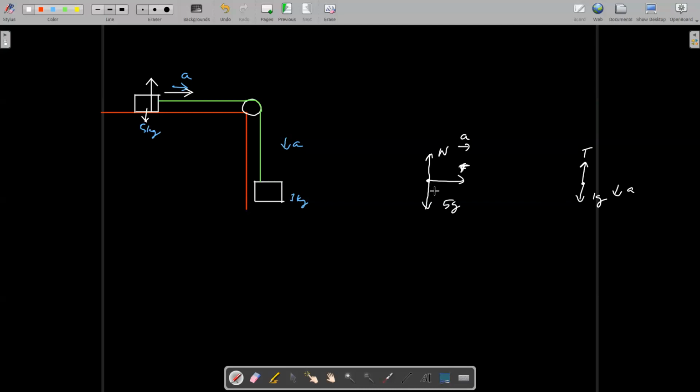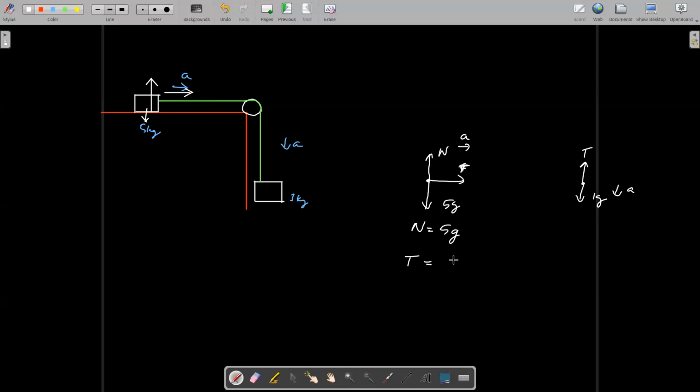there is no vertical motion for this body, right? There is no vertical motion for the first body, the 5 kg one. It doesn't move up or down. Okay, all the motion it has is in the horizontal direction. So the force and the related motion is in the horizontal direction, which means that n is actually equal to 5g. Okay, they cancel out, and what remains as net force is this one, tension.